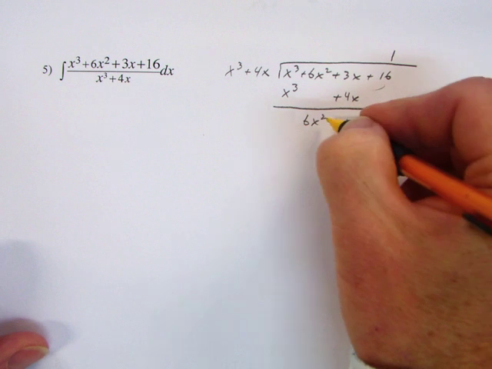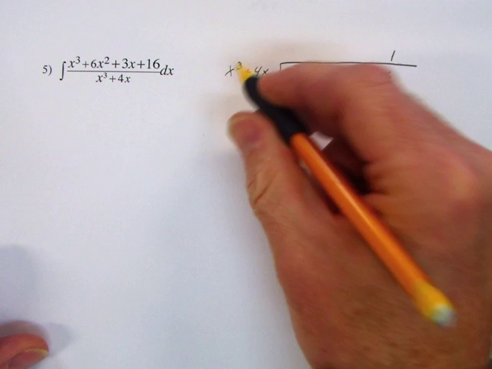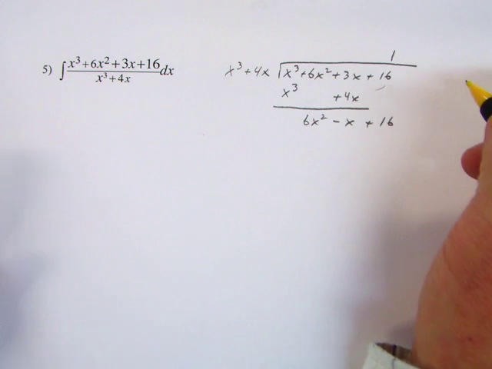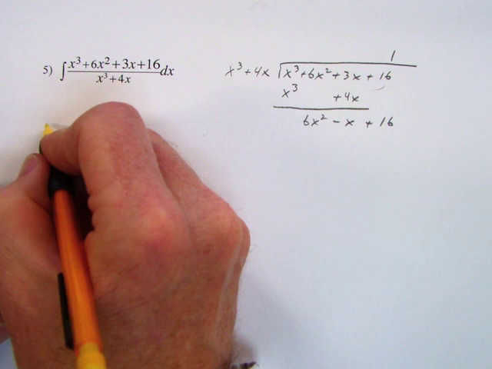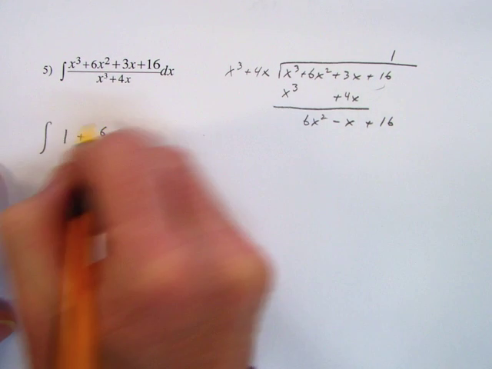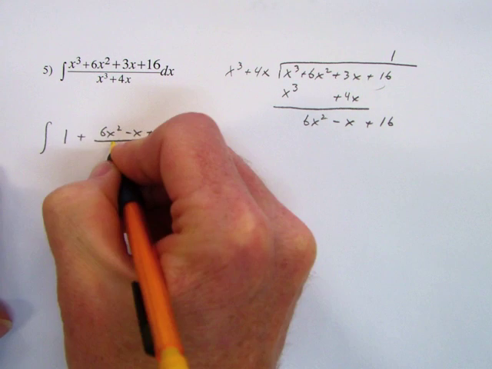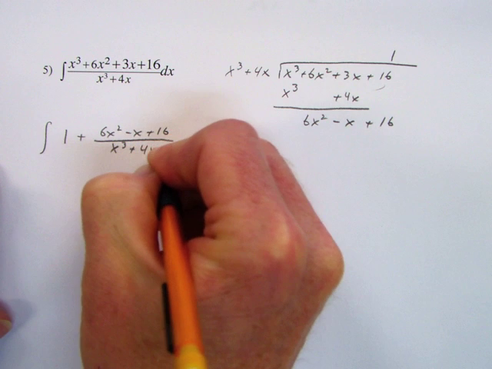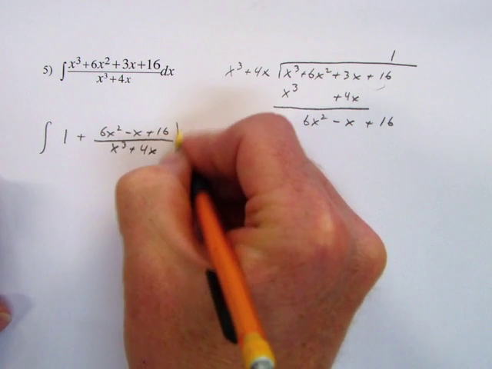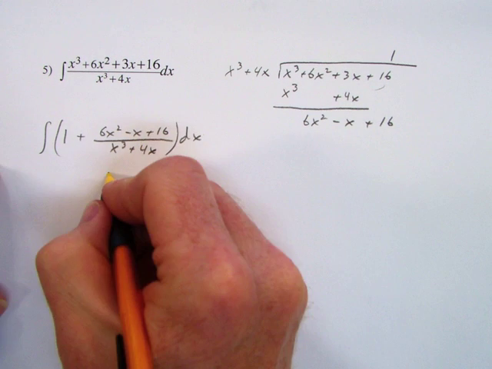So we'll have 6x squared minus x plus 16. Now we have an expression here that has a degree less than our divisor. So we're done with the long division. This integral becomes 1 plus 6x squared minus x plus 16 divided by x cubed plus 4x. So this is really what we're doing. Now let's take this and break it up.